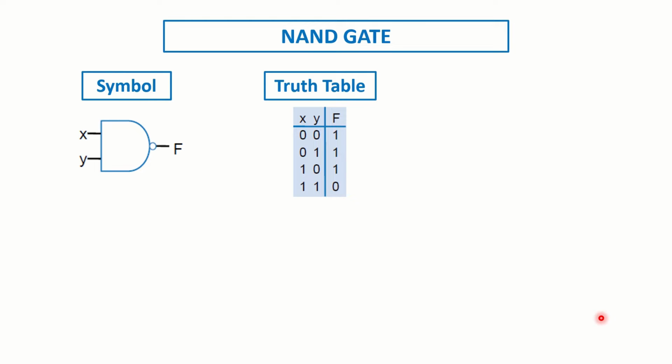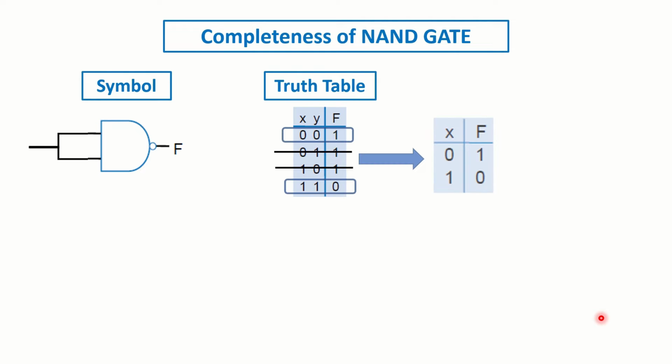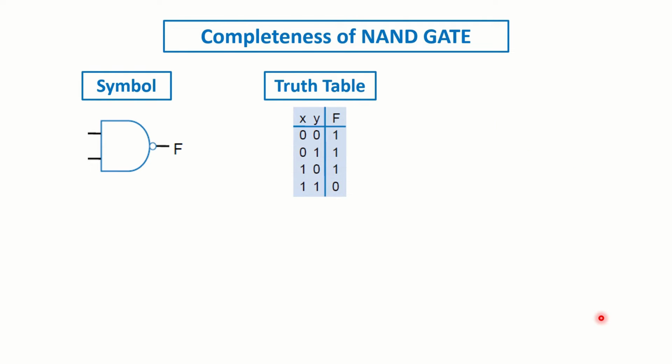You can see the NAND gate symbol and the truth table here. The reason we started with the NAND gate instead of the AND gate is that NAND gate can implement any Boolean function by itself. Let me try to clarify this statement. For example, if you connect X and Y inputs together and form a single input, then you will have a NOT gate. Check the truth table. We will no longer have the second and the third rows, and the simplified truth table will be like this, which is the truth table of the NOT gate.